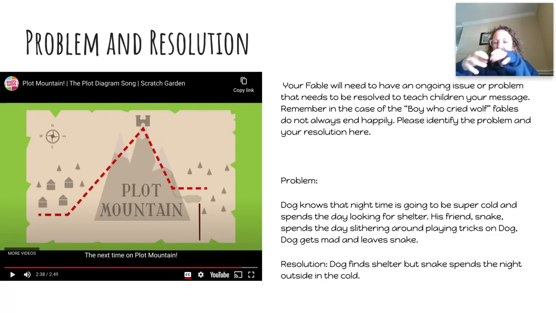All right, and we're going to expand a little bit more on that, but I need to think about what is my problem and how is that problem solved. So the problem was that they needed shelter. Dog spent the day looking for shelter. Snake did not. And how is that solved? It was solved because Dog found shelter, but Snake did not.